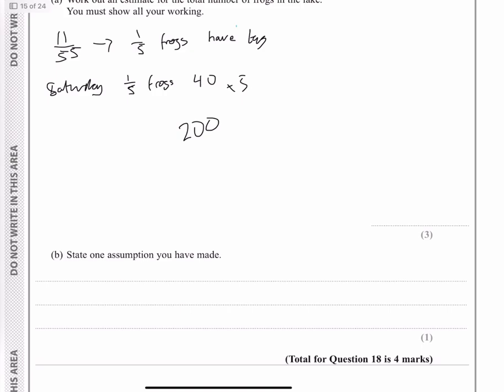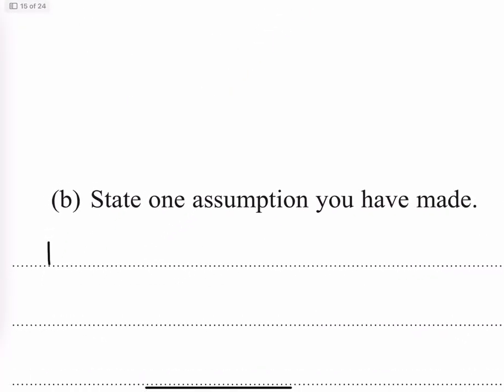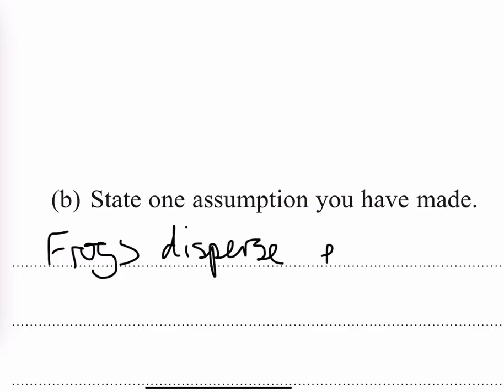And our assumption is that all the frogs disperse evenly, I suppose. That being tagged doesn't increase your chance of being caught again the next day. You can write that nicer than I can, but that's your rough idea, really.